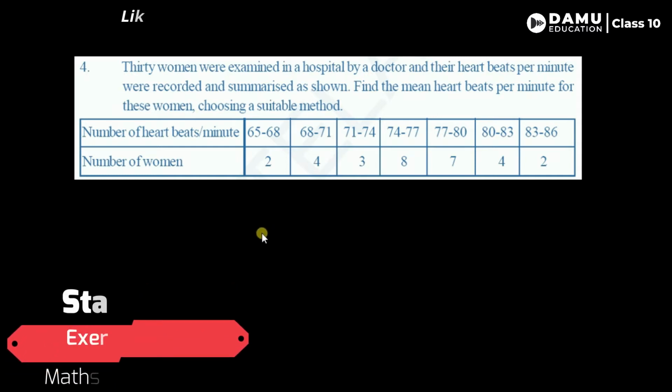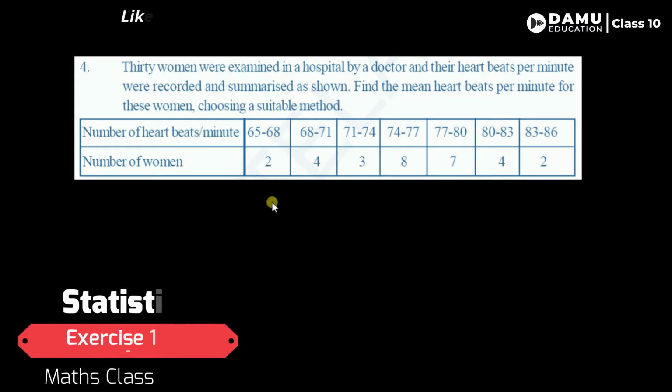So in this session, we are going to discuss our fourth question. 30 women were examined in a hospital by a doctor and their heartbeats per minute were recorded and summarized as shown. Find the mean heartbeats per minute for these women. Choose a suitable method. We are going to choose the deviation method.